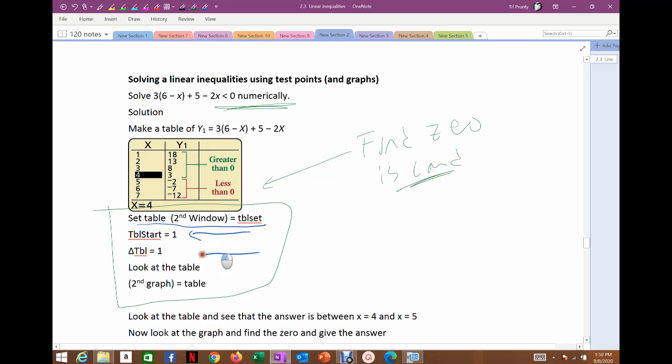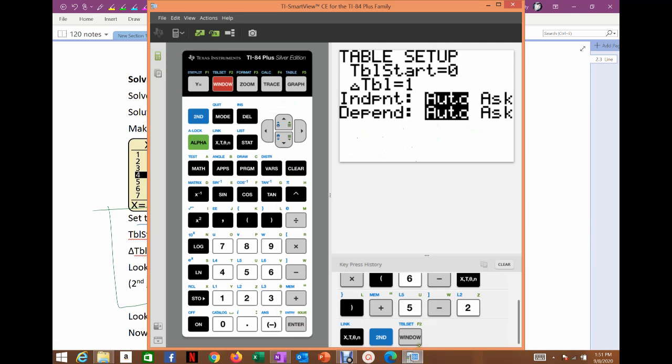I want to start at 1, and I want to go by 1 unit. Alright, so I'm going to go back to it. So start at 1. So I do need to change that to starting at 1. It's going to go up by 1 unit. Leave those auto, and then go to the table. Alright, so now I've got the table. I'm going to start at 1, and I'm going to go up by 1.